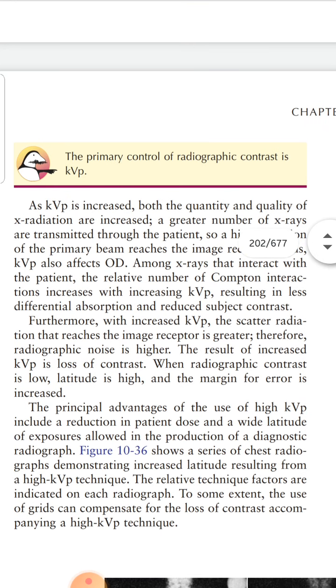Furthermore, with increased KVP, the scatter radiation that reaches the image receptor is greater. Therefore, the radiographic noise will be higher and it will degrade the spatial resolution, and also there will be increased patient dose. The result of increased KVP is loss of contrast. When radiographic contrast is low, the latitude is high and the margin for error is increased.